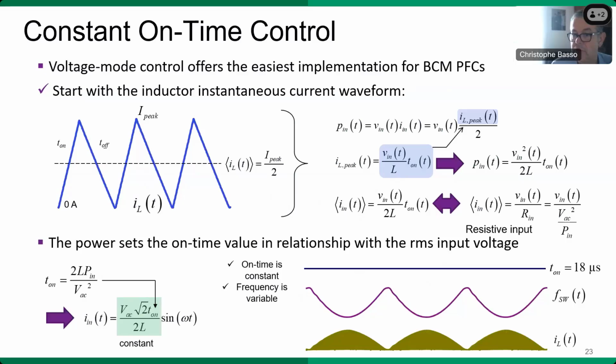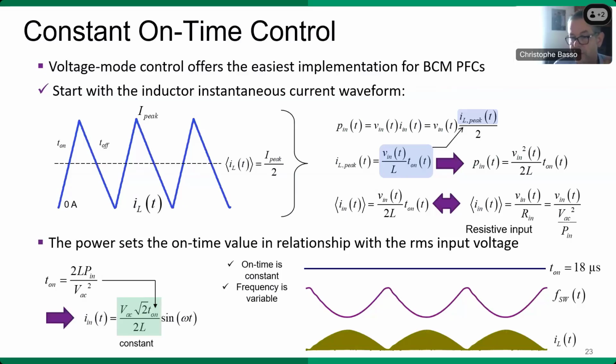Constant on-time control is a popular technique that has been used for many years, and you can find it in low power PFC controllers. The instantaneous input power depends on the average input current, which is the average inductor current. A few equations here show that the on time remains the same for constant output power, but the switching frequency is going to move along the input sine wave. That's the drawback of these simple BCM PFCs.